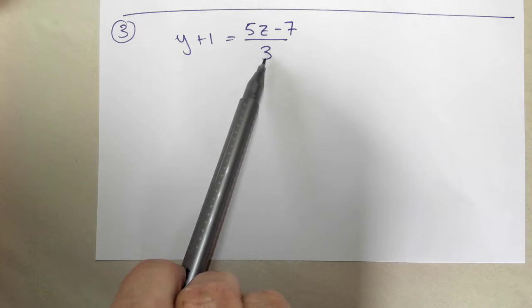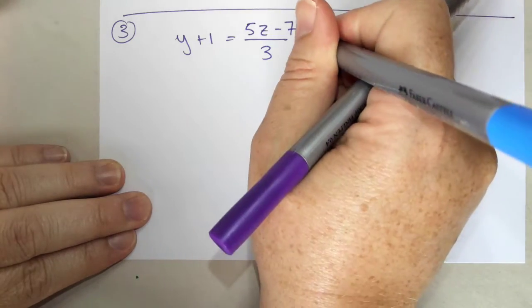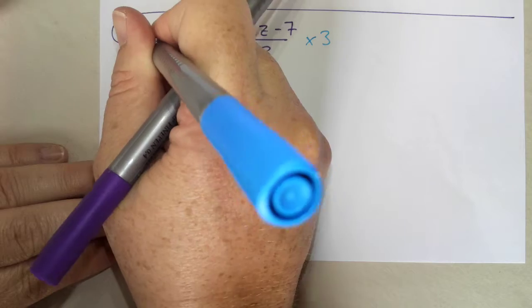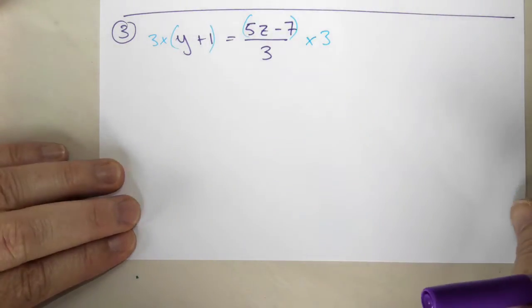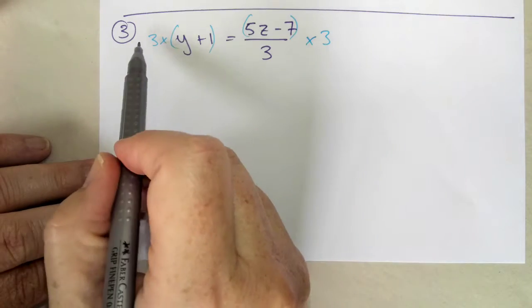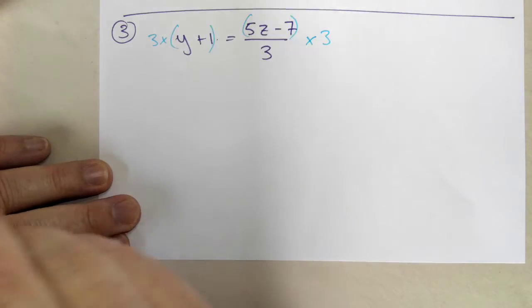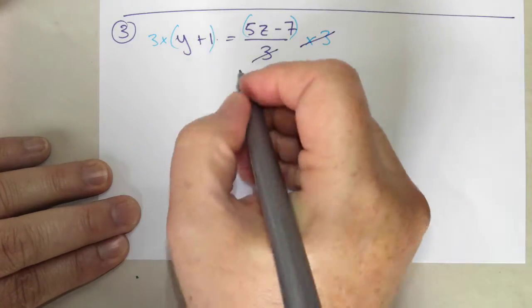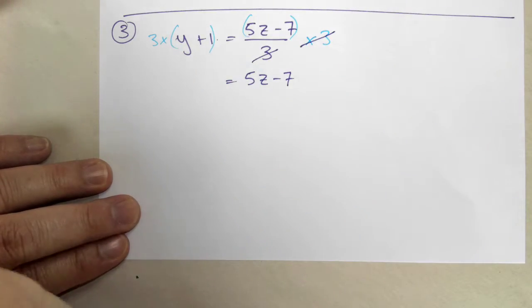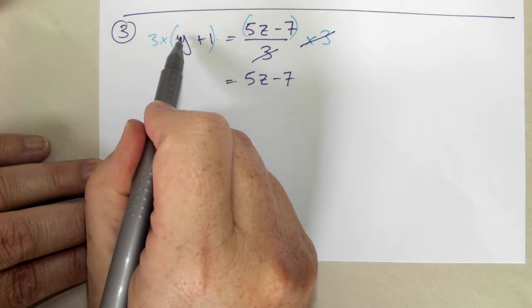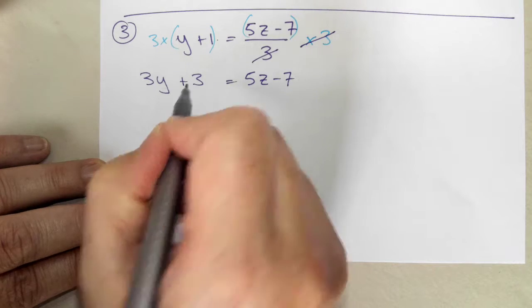What's the opposite of dividing by 3? Multiplying by 3. So I need to multiply this side by 3, and I need to multiply that side by 3, and I'm multiplying all of that by 3. Or equally you could have said multiply the y by 3 and multiply the 1 by 3. Works out to be the same. So those 3's will cancel to leave me with 5z take away 7 on the right hand side, and on this side I've got 3 times y plus 3 times 1, so that's going to give me 3y plus 3.